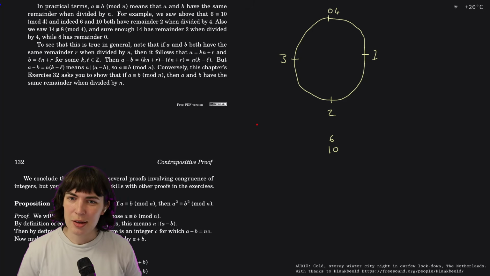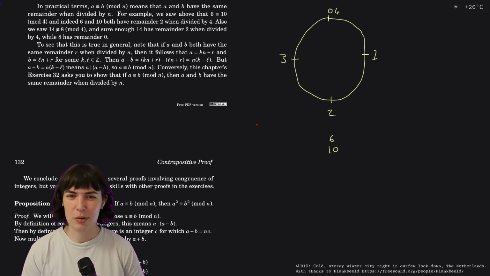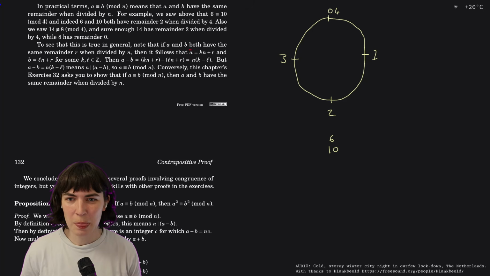Okay. Yep, fine. Then A minus B equals Kn. Right, I need to follow this closer. To see that this is true in general, note that if A and B both have the same remainder r when divided by n, it follows that A equals Kn plus r, that makes sense, and B equals Ln plus r, and it's the same r, but it might be a different K and L. Fine.